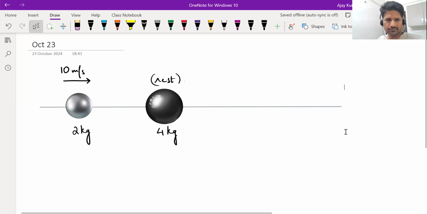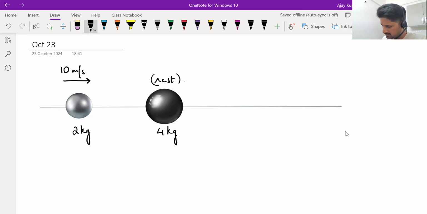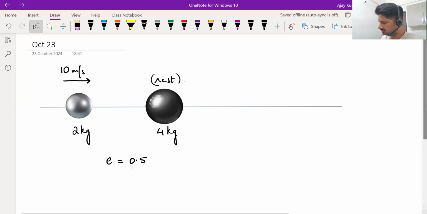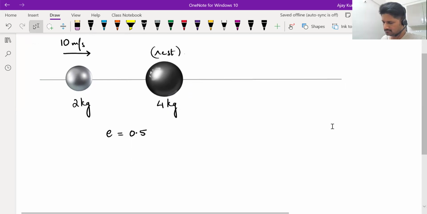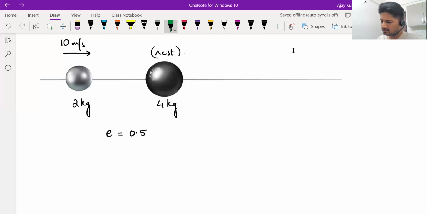Fine. So these two spheres, masses 2 kg and 4 kg. One has velocity 10 meter per second, and the other one is at rest initially. Assume they undergo a collision whose coefficient of restitution is 0.5. Calculate their final speeds. Rishi, can you tell me the formula for coefficient of restitution? By definition, what is the formula for E?